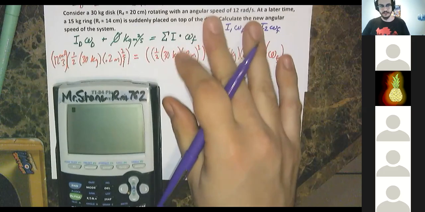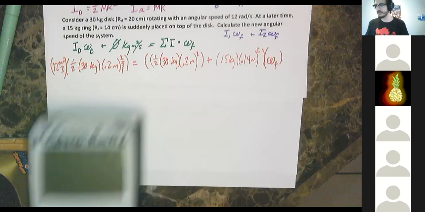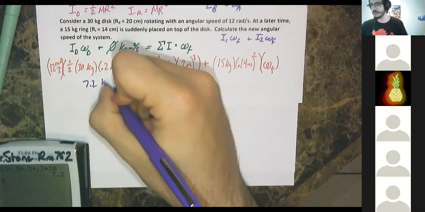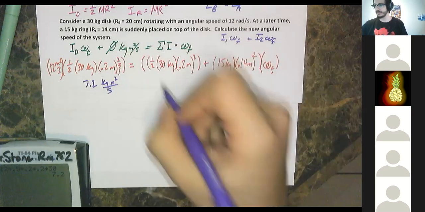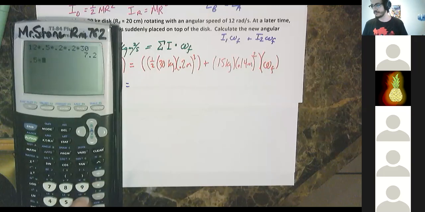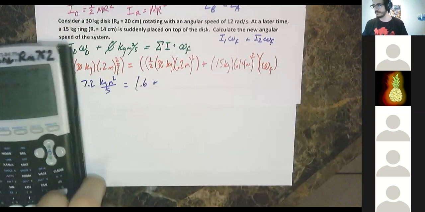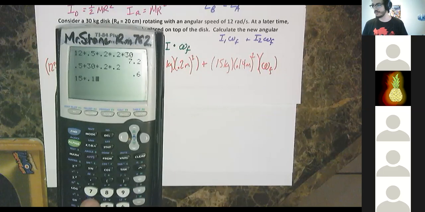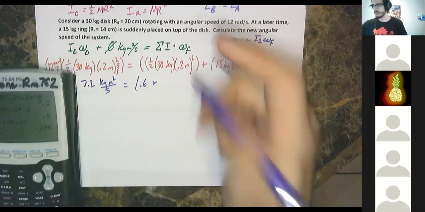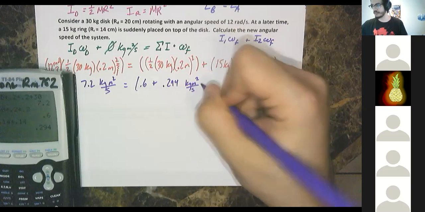But let's actually do the problem. Hopefully everyone can see the calculator on their screen. 12 times 0.5 times 0.2 times 0.2 times 30 is 7.2 kilogram meters squared per second, equals 0.5 times 30 times 0.2 times 0.2, which is 0.6, plus 15 times 0.14 times 0.14, which is 0.294 kilogram meters squared per second.